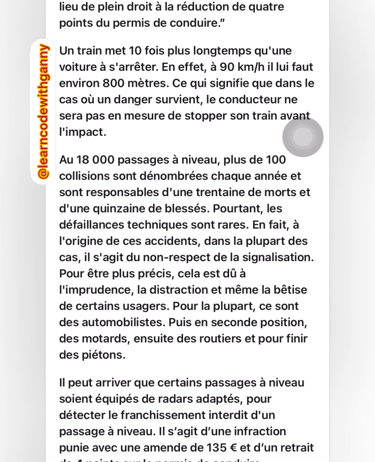Did you see? It is we who are driving the car who should comply the most. To be more precise, this is due to the imprudence, distraction, even stupidity of some users. For the most part, they are motorists, then bike riders. In second place the bikers, then the truck drivers, and finally the pedestrians, people who are crossing the road.